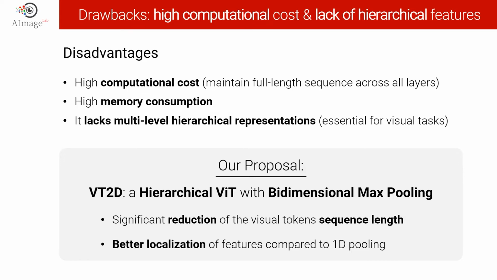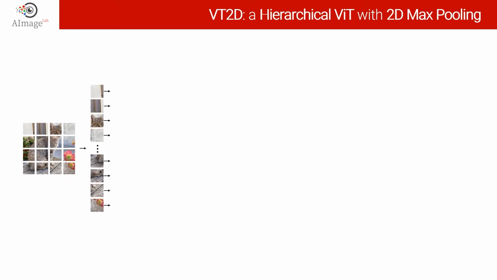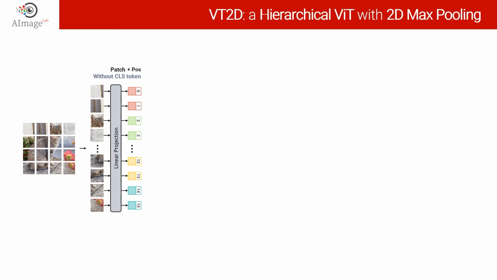Let's take a closer look at the proposed architecture. As in the original approach, the input image is divided into square patches. These are linearly projected to the dimensionality of the model, but unlike the traditional ViT, we do not add the classification token. Positional embeddings are then added to the patch embeddings, and the result is fed in input to a transformer layer. So far, the output sequence of visual tokens has the same length as the input.